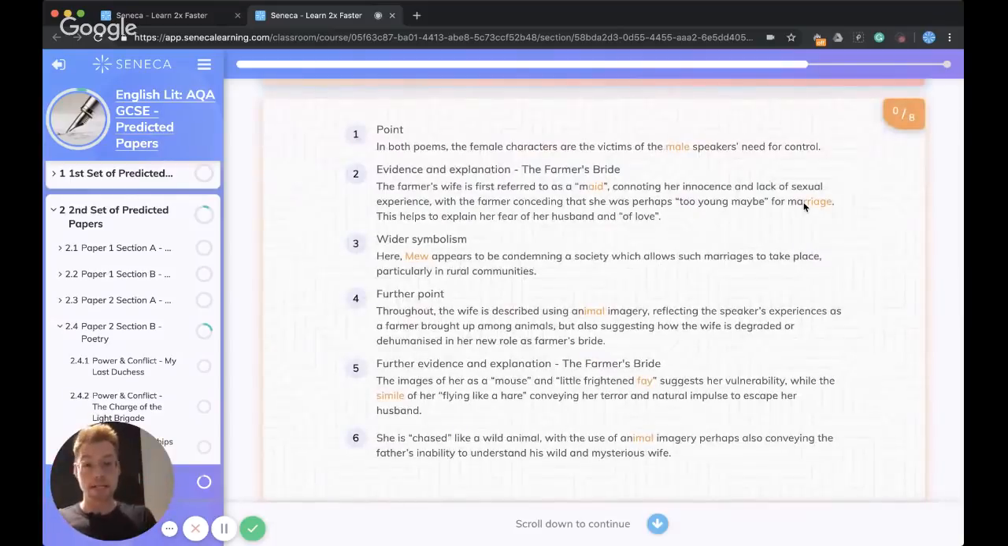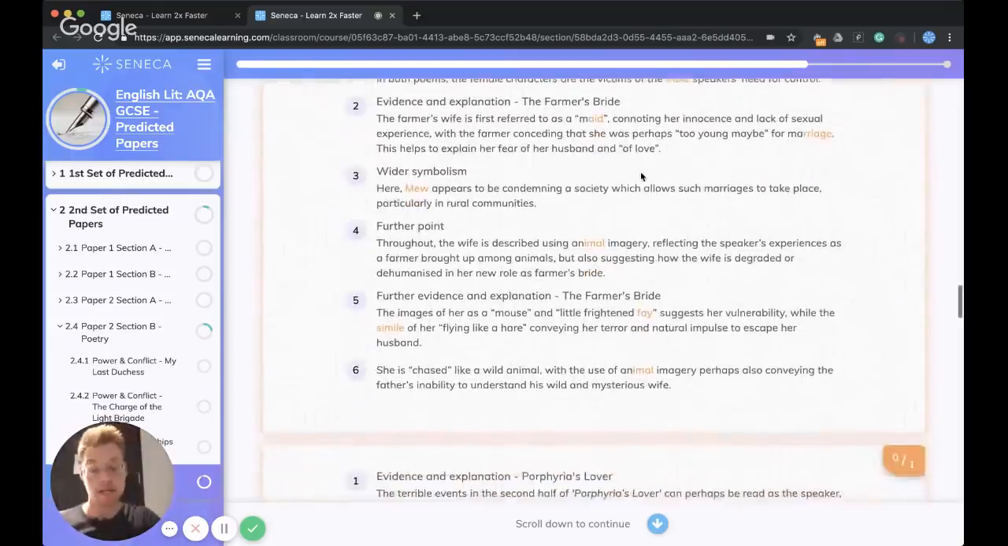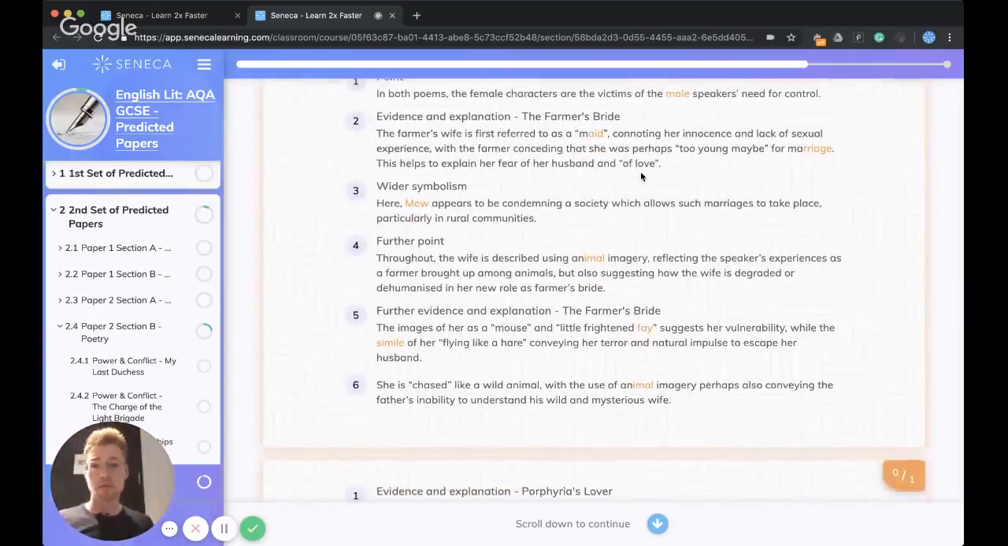So evidence and explanation. So the farmer's first wife is referred to as a maid. Again, we want to embed those quotations. It pushes you up the mark scheme. And then we want to explain what that quote means and even offer some more evidence, okay? So if you're pushing for 7 to 9, we want to talk about wider symbolism. So Mew appears to be condemning a society which allows such marriages to take place, particularly in rural communities, okay? So that's just like an extra little push up if you want to be heading up those grades.